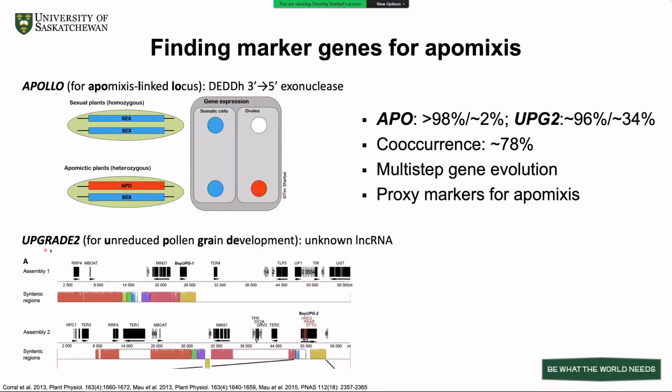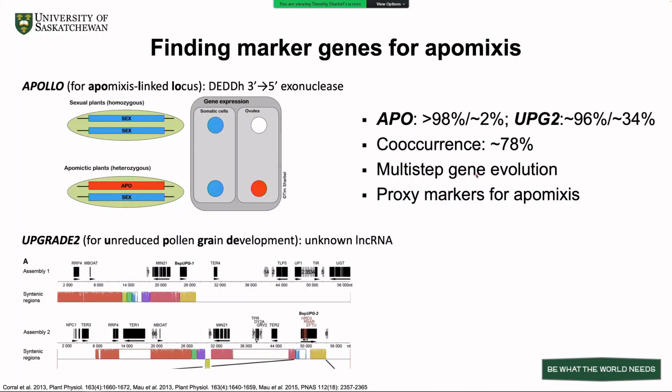And furthermore, we've identified a second marker gene, which is associated with meiotically unreduced pollen formation, and this is referred to as UPGRADE. It's a very complex gene, which is essentially a chimera between different kinds of genes in the genome. But very importantly, these two markers have very, very high association with apomixis. So APOLLO has a 98%, UPGRADE has a 96%. When you look in natural populations, we find both factors in almost 80% of the individuals we look at.